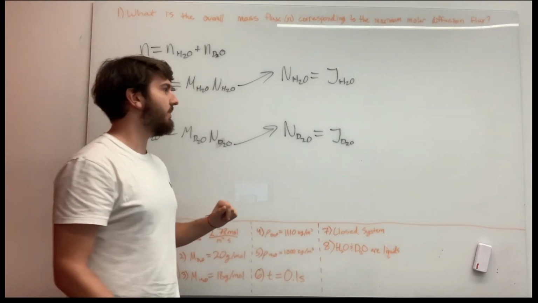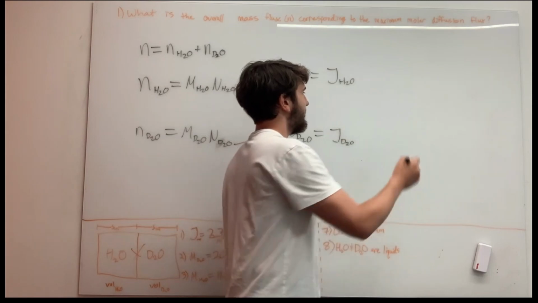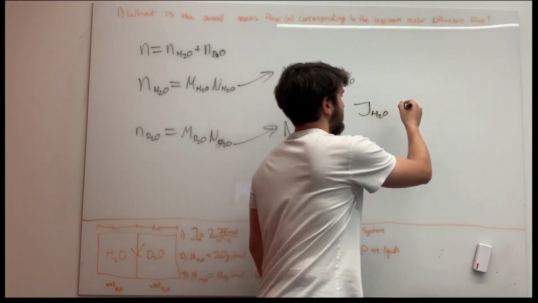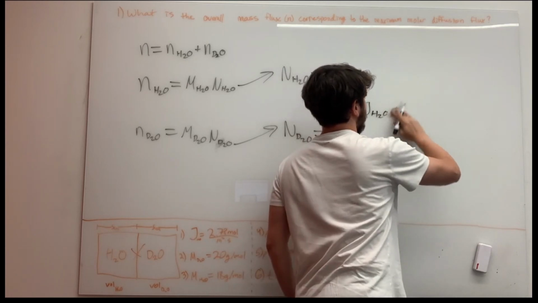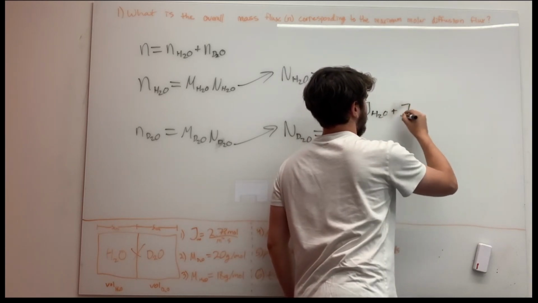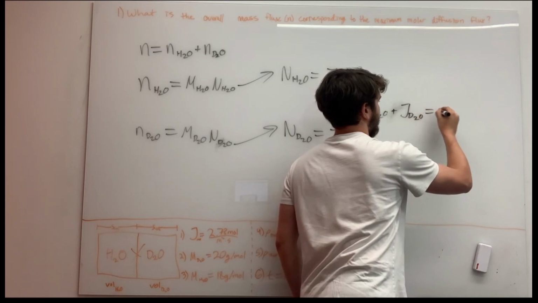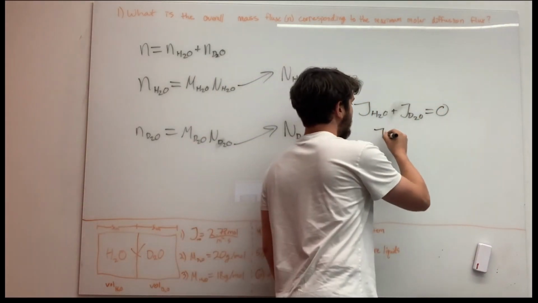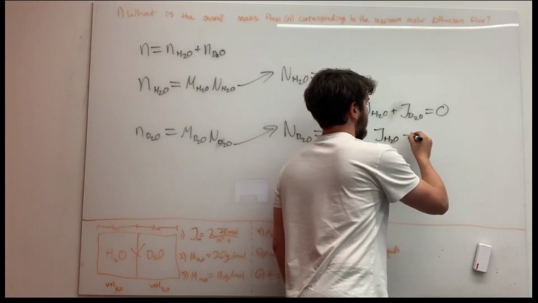But there's one more thing we need to note. The molar diffusive fluxes also add up to 0, as they are also part of the closed system. And because of that, we can deduce that they are both equal but opposite.